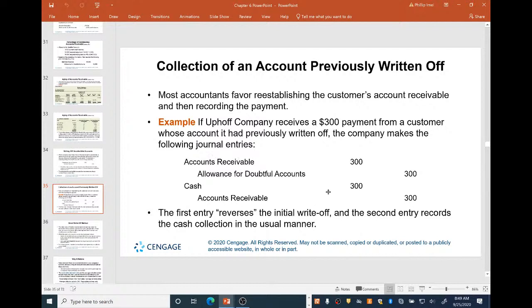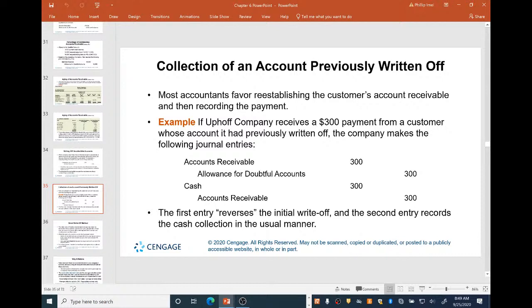So the first thing we want to do is completely reverse what we did when we wrote it off, right? So now we want to bring the account receivable back onto our books. That means we debit the account receivable and then credit the allowance for doubtful accounts, right? So now accounts receivable is back intact and the allowance is back intact, as if the write-off never occurred. So now we put the receivable back on the books and brought the allowance back up to the original threshold that it was at before.